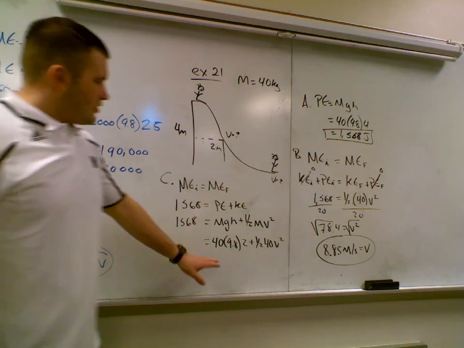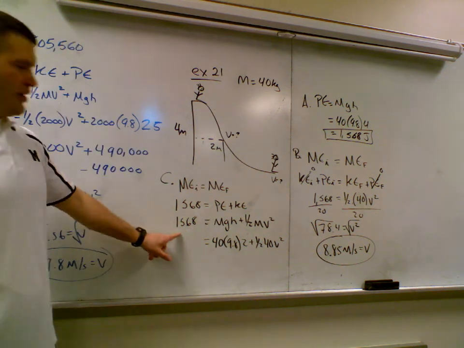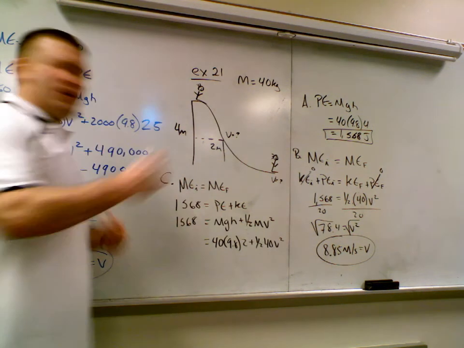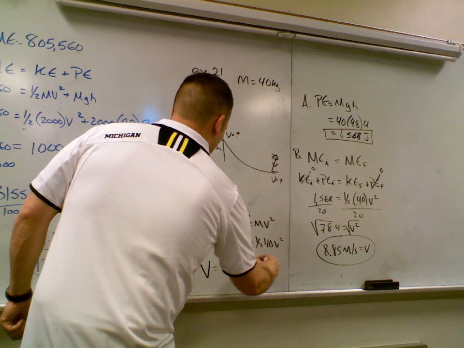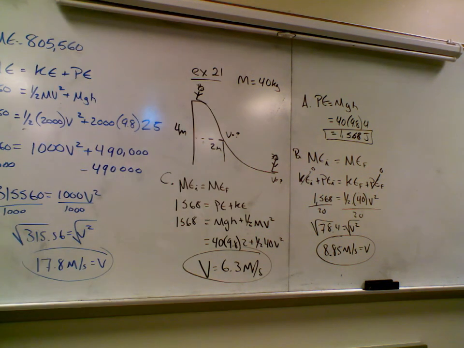So, Michael, we do 40 times 9.8 times 2, right? Subtract that from this. Then divide by 20 because half of 40 is 20. And that's how you get your final velocity of 6 point something. Oh yeah, square root again, thank you. Do not forget to square root. If you get 36 point something, that means you didn't square root. Or 39 point something.